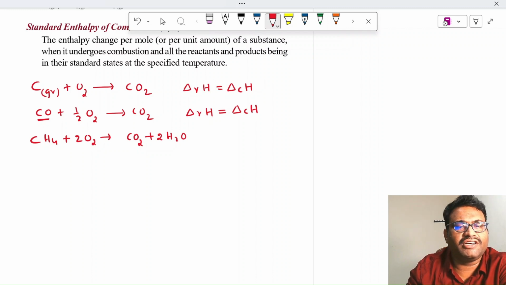For this reaction, there will be some enthalpy of reaction. That enthalpy of reaction is represented by delta rH. Can I call this enthalpy of reaction as enthalpy of combustion? Yes. Why am I calling it so? Because this is satisfying the condition, or it is satisfying the definition of enthalpy of combustion.